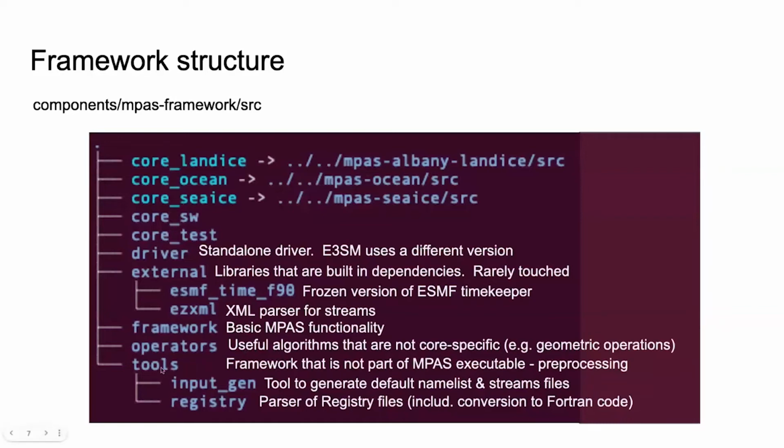And then tools is the other place that will be relevant to the hackathon. These are parts of the framework that are not built into the MPAS executable. So you can kind of think of them as pre or post processing. So there's this input gen tool that generates the default namelist and stream file every time you compile the code. And then there's this registry directory that includes a parser of registry files.